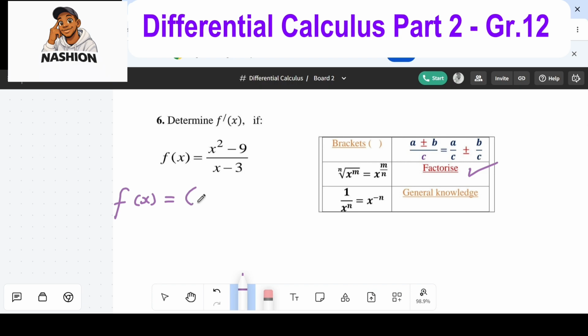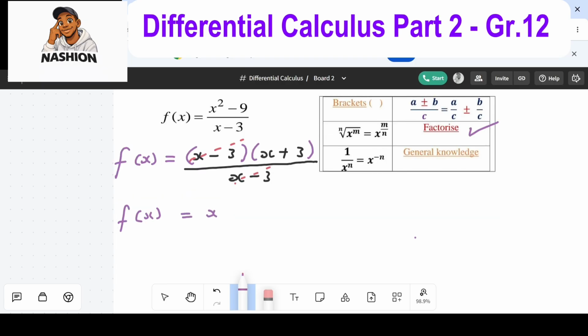The difference of 2 squares, we write 2 sets of brackets. We find the square root of x squared, which is x, minus the square root of 9, which is 3. In the other brackets, we simply change the sign. So we write x plus 3. If you like, you may start with x plus 3, then x minus 3, all over x minus 3. So the whole idea was to cancel out here. X minus 3 is going to cancel out x minus 3. And we are left with x plus 3, which is now ready for the derivative.